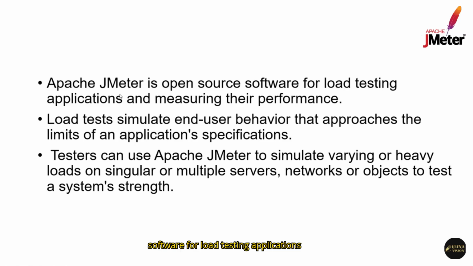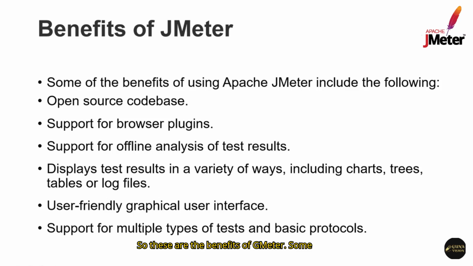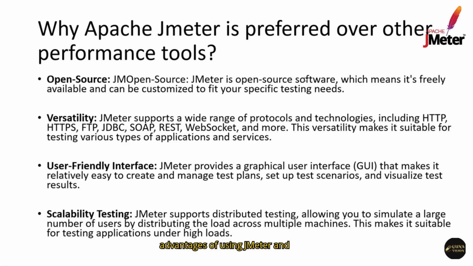Apache JMeter is open source software for load testing applications and measuring their performance. Load tests simulate end user behavior that approaches the limits of application specifications. Testers can use Apache JMeter to simulate varying heavy loads on a single server or multiple servers, networks, or objects to test system strength. These are the benefits of JMeter. Some of the benefits include: open source code base, support for browser plugins, support for offline analysis of test results, displaying test results in a variety of ways including charts, trees, and tables of log files, a user-friendly graphical user interface, and support for multiple types of tests and basic protocols.